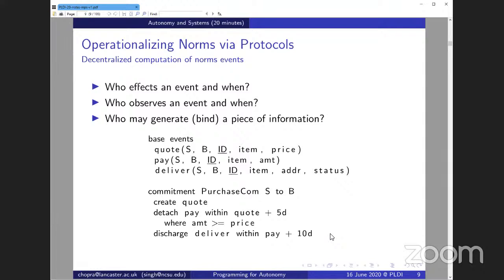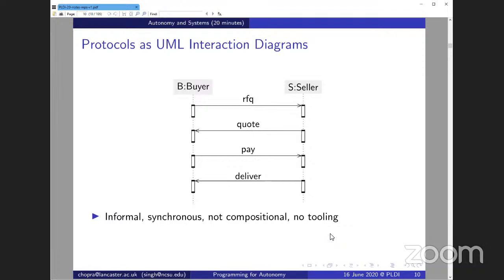Those kinds of details are crucial, and we work them out in a coherent manner with respect to what's specified in the commitment. As a way of thinking, you can say that we can specify these interactions via UML sequence diagrams. In the sequence diagram, we identify the swim lanes. Here's a buyer, here's a seller. The buyer sends an RFQ, which I didn't mention earlier, to the seller. The seller generates the price quote, which is what creates the commitment. The buyer pays, which detaches the commitment. The seller delivers, and the commitment is discharged. So this is one possible enactment.